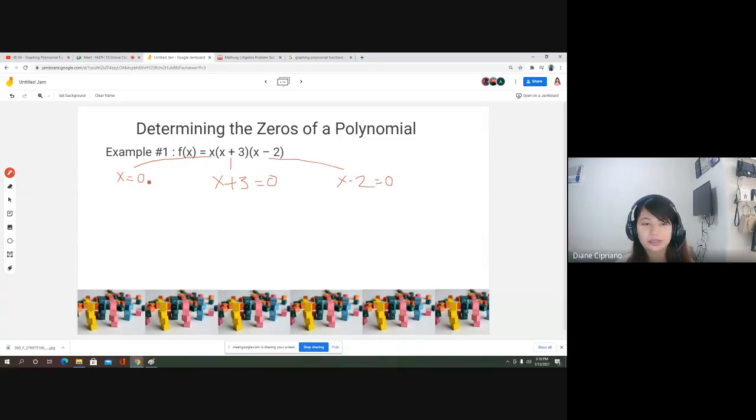So here we have x equals 0. And then here we have x is equal to negative 3. Why? Transpose 3 to get the value of x, and we will have x is equal to negative 3, as well as in this case, we have here x is equal to 2. Got it? So the zeros here are 0, negative 3, and positive 2. Let's proceed with the next slide.